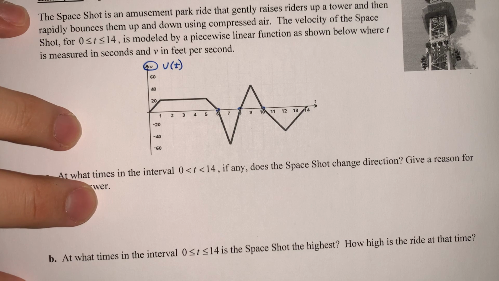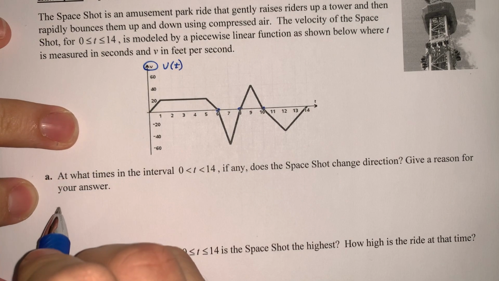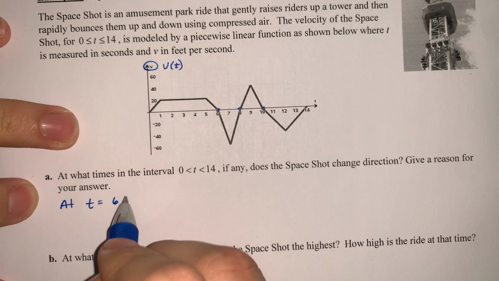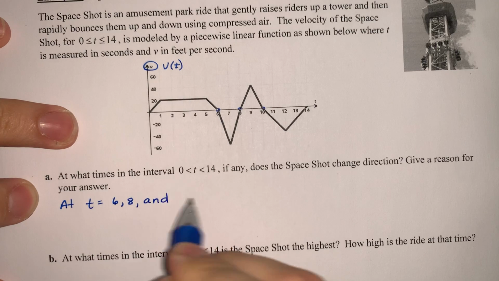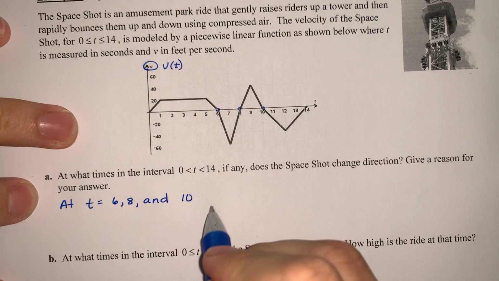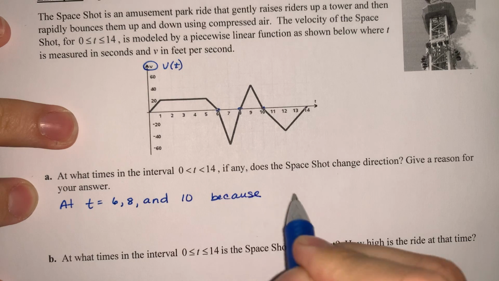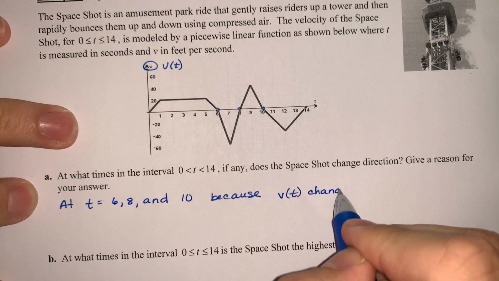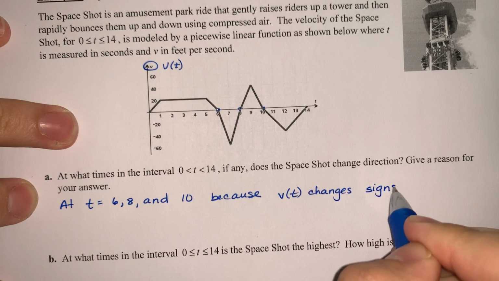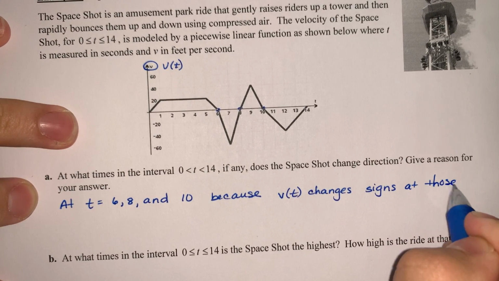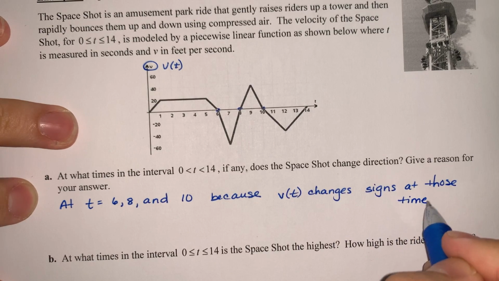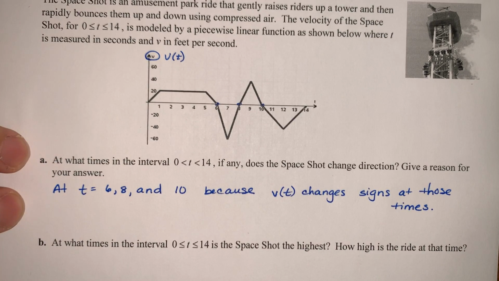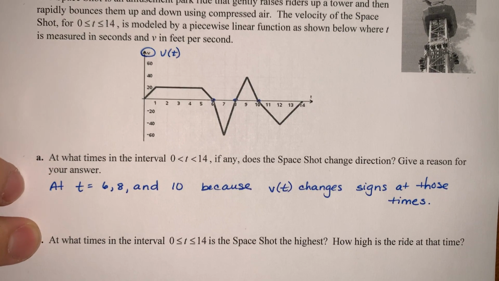Yes, while that is a perfectly accurate answer and it's very detailed, you don't need to write that much detail on the AP exam. In fact, an answer just like this is good enough. At t equals 6, 8, and 10, because v of t changes signs at those times. All right. This answer right here will give you full credit for the AP exam, and you save yourself a little bit of time and writing.